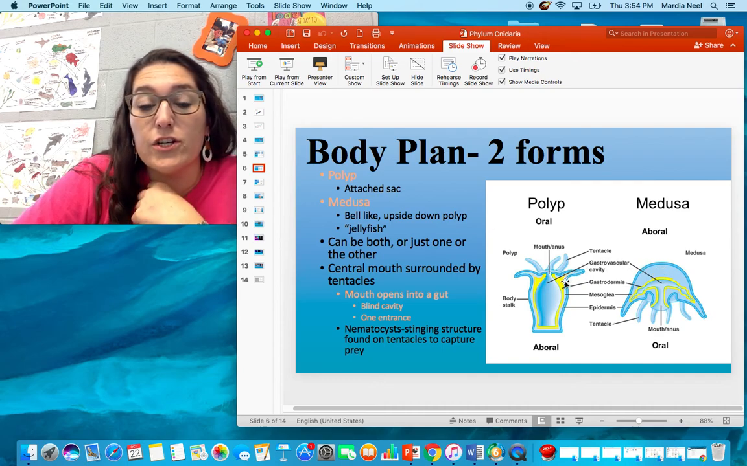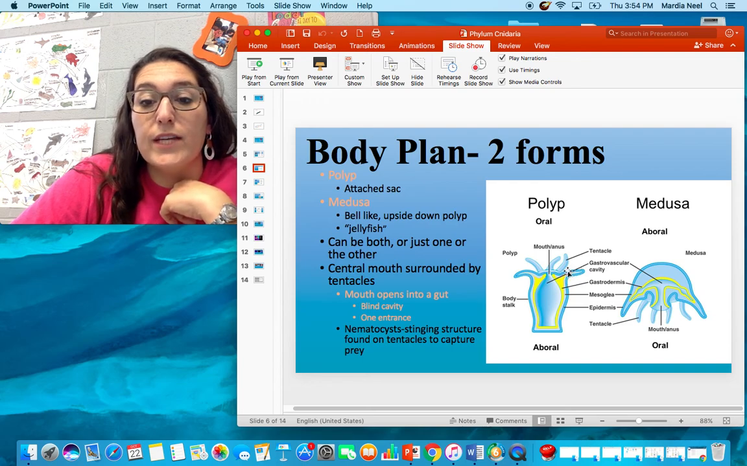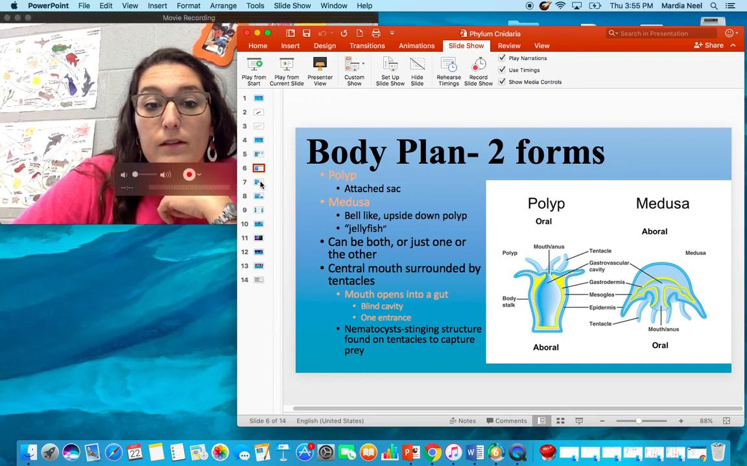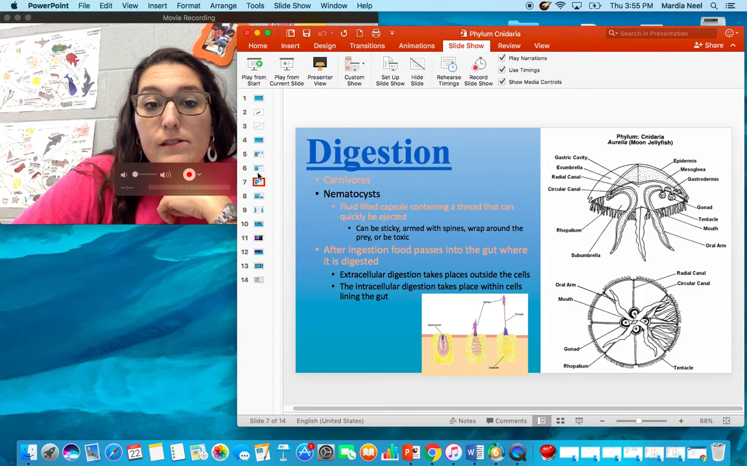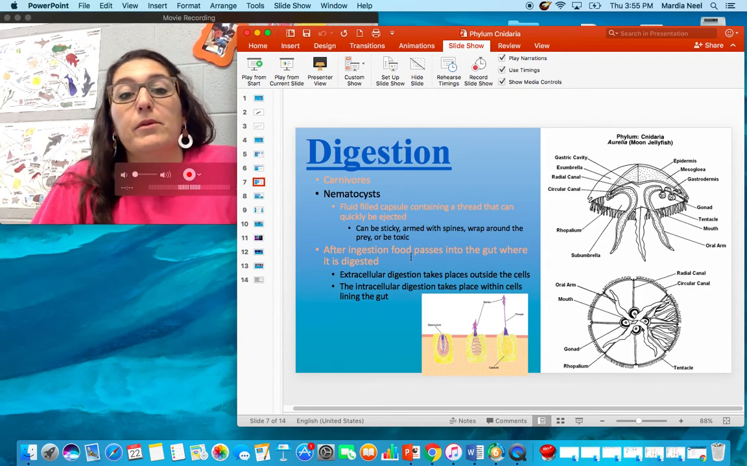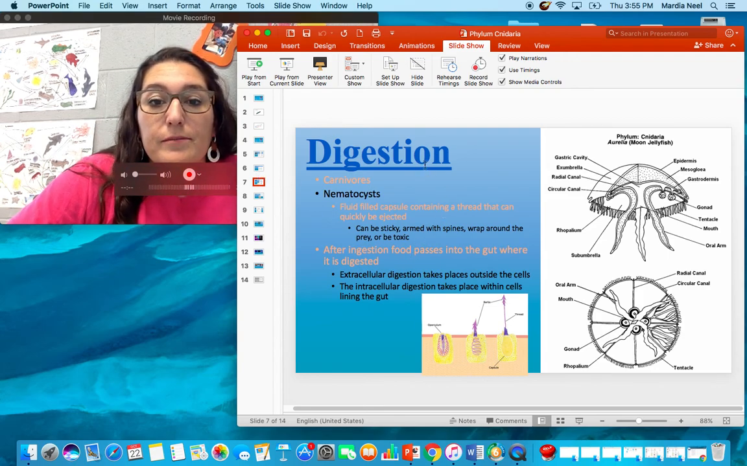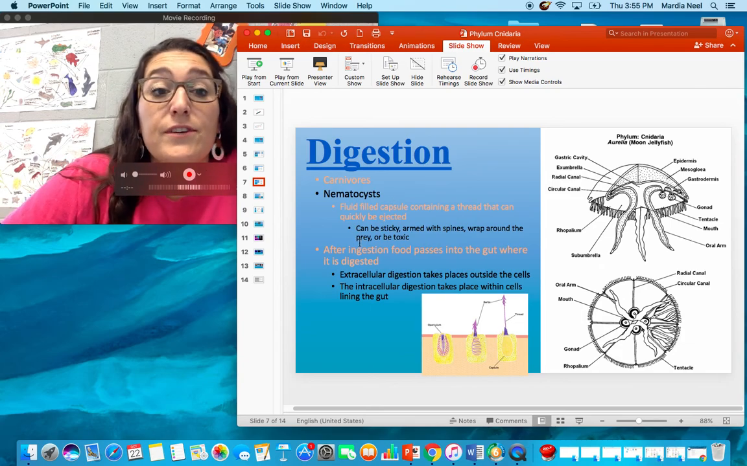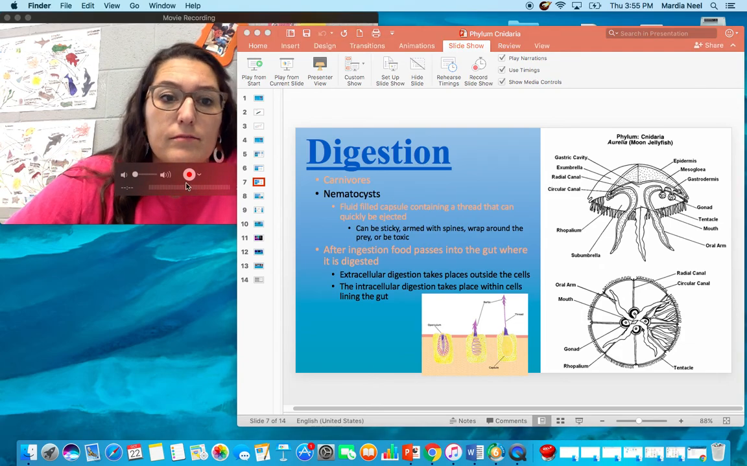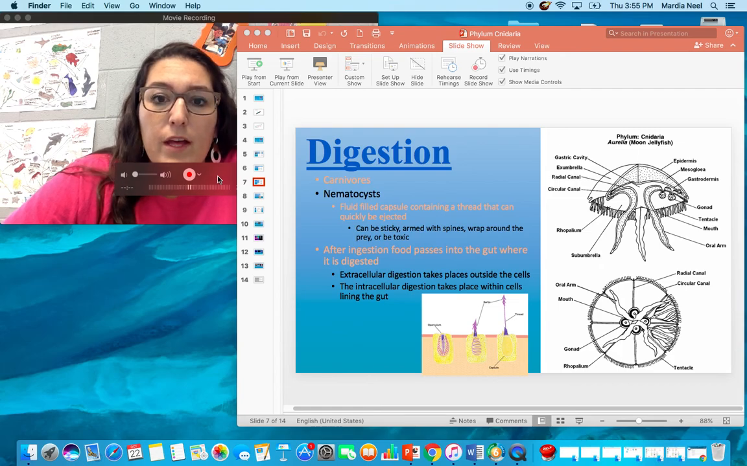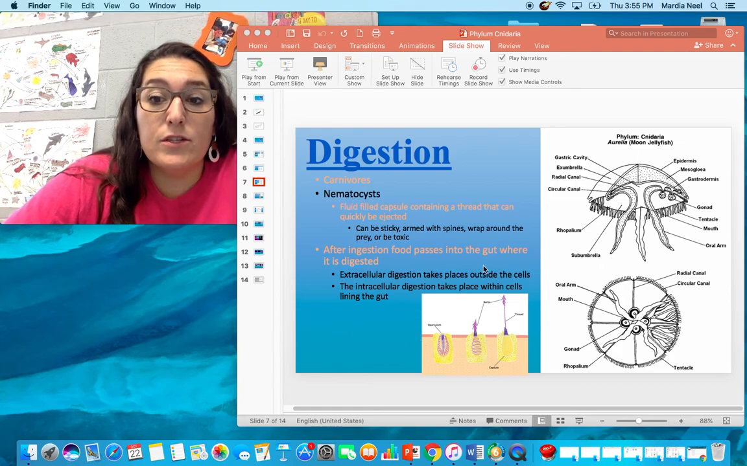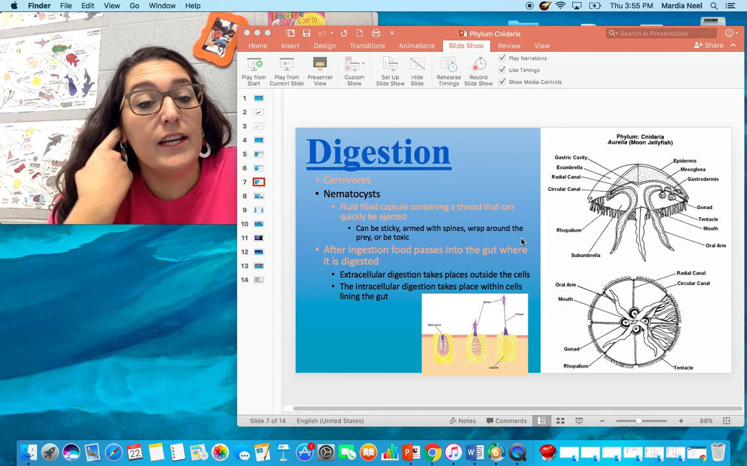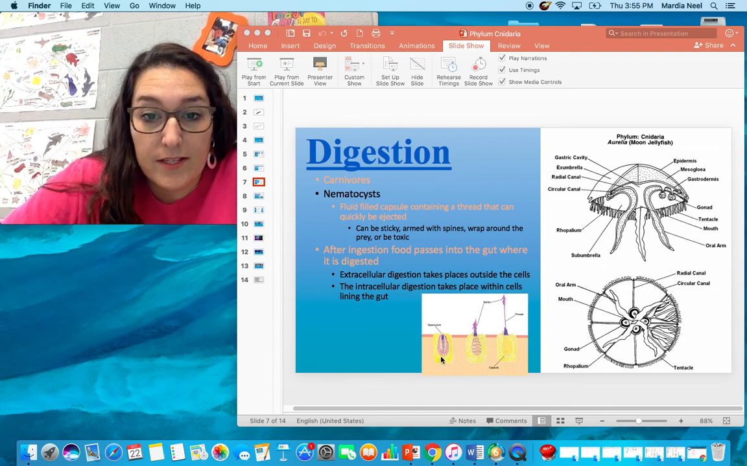Nematocysts are the stinging structures found on the tentacles that they use to capture their prey. And we're going to talk more about them on this slide. So, digestion. Jellyfish are definitely carnivores. So they use their nematocysts, which are fluid-filled capsules containing a thread. So if you look down here, this is the nematocyst.